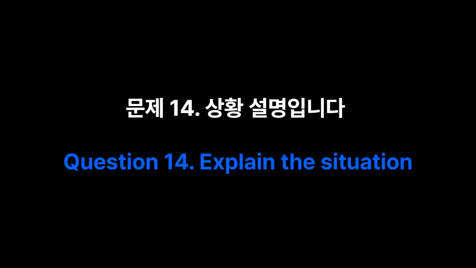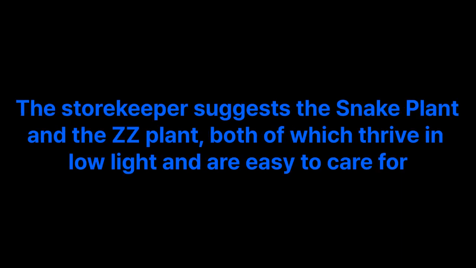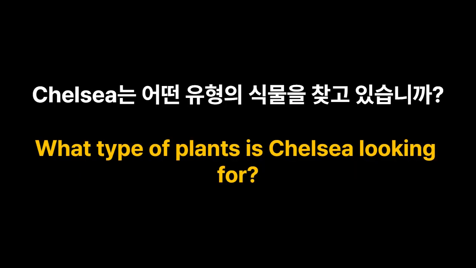Question 14. Explain the situation. At the garden store, Chelsea inquires about suitable indoor plants that require minimal sunlight. The storekeeper suggests the snake plant and the ZZ plant, both of which thrive in low light and are easy to care for.